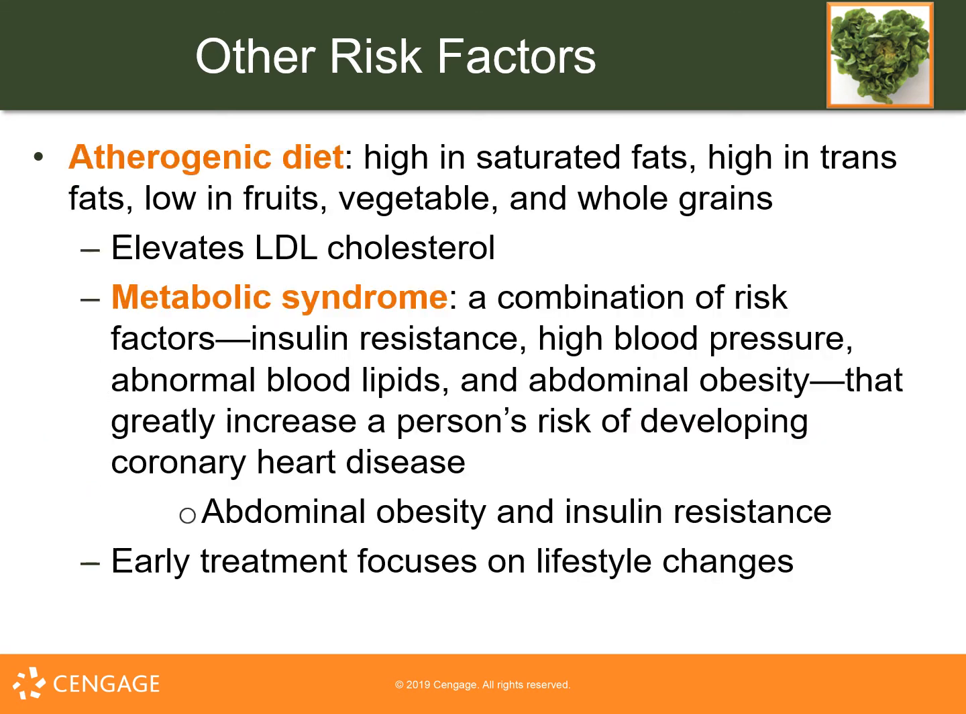Atherogenic diet. So diet high in saturated fats, high in trans fats, low in fruits, vegetables, and whole grains. This elevates LDL cholesterol and is associated with metabolic syndrome. Metabolic syndrome is a combination of risk factors: insulin resistance, high blood pressure, abnormal blood lipids, and abdominal obesity that greatly increase a person's risk of developing coronary heart disease. Abdominal obesity and insulin resistance. So specifically, these two factors are considered the primary factors contributing to metabolic syndrome. Early treatment focuses on lifestyle changes.